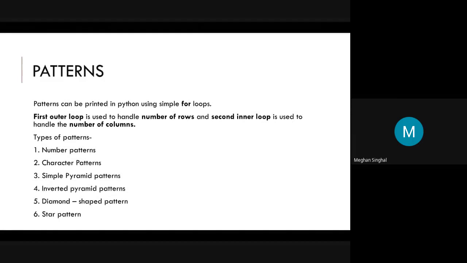Now let's talk about patterns. Patterns can be printed in Python using simple for loops. The first outer loop is used to handle the number of rows, and the second inner loop is used to handle the number of columns. The different types of patterns are number, character, simple pyramid, inverted, diamond, and star patterns.